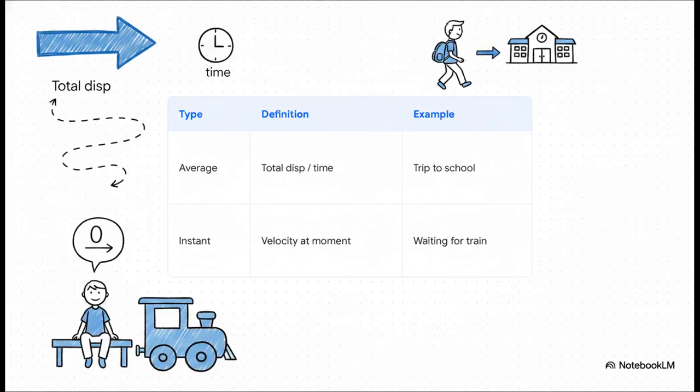Now, let's contrast that with velocity, which is basically the vector twin to speed. Velocity is displacement over time, which means, you guessed it, it requires a direction. For example, if someone takes an hour to travel 10 kilometers to school, their average velocity is 10 kilometers per hour in that direction. But what if they're just sitting on a bench waiting for a train? Their position isn't changing at all. So right at that specific moment, their instantaneous velocity is a flat zero.